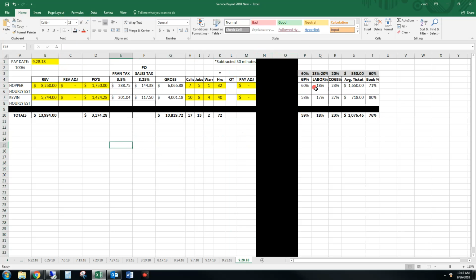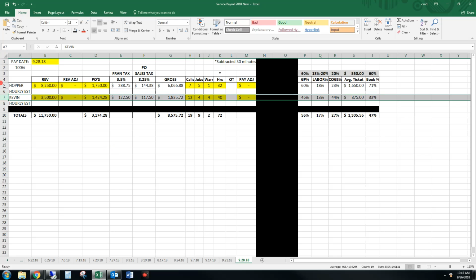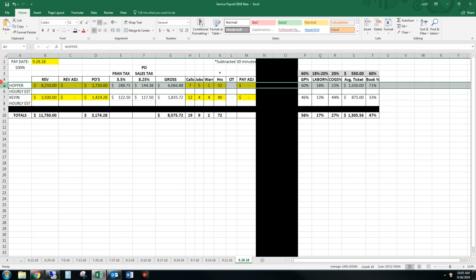You're at 60, 18. It breeds a little bit of competition, because when you have somebody that's sitting around 3,500 in revenue and their POs are stacked sky high, and they've been to 12 jobs and they've only landed 4, and they've been to 4 warranties, that's horrible. We're 46 and 13, 44. It just looks bad. By showing technicians as a whole where everybody's at, it breeds a little bit of competition. Nobody wants to be on this totem pole whenever their fellow coworkers are at this level.